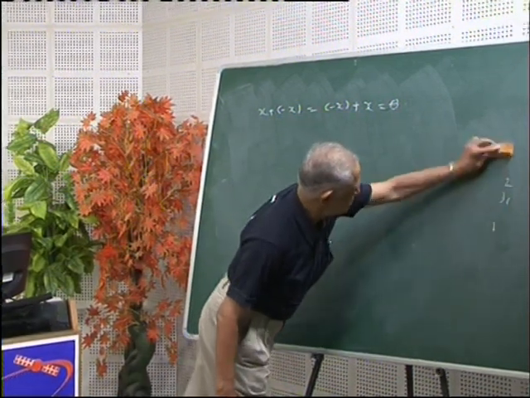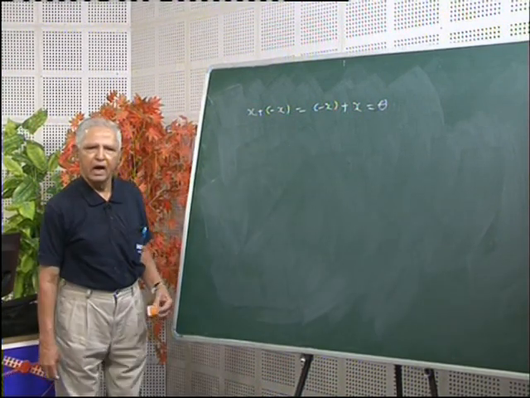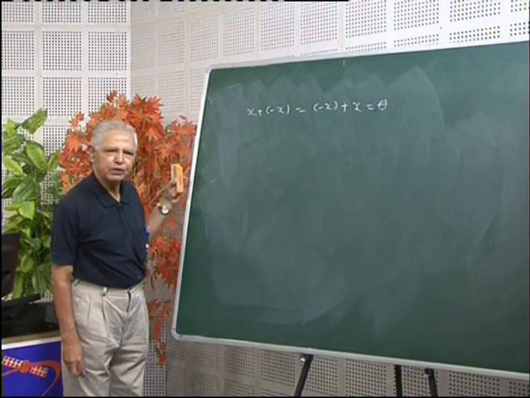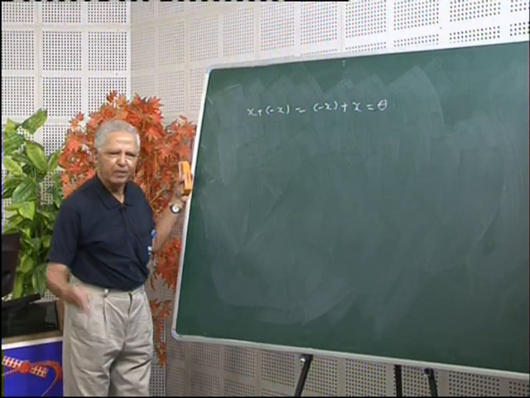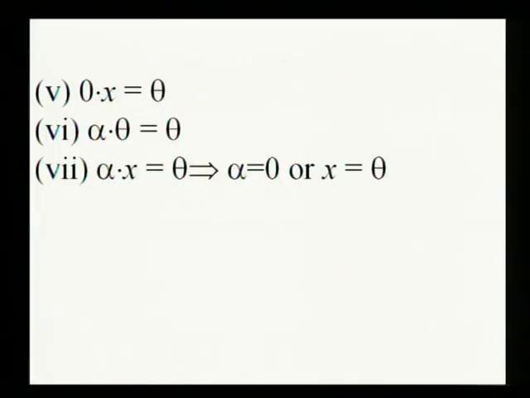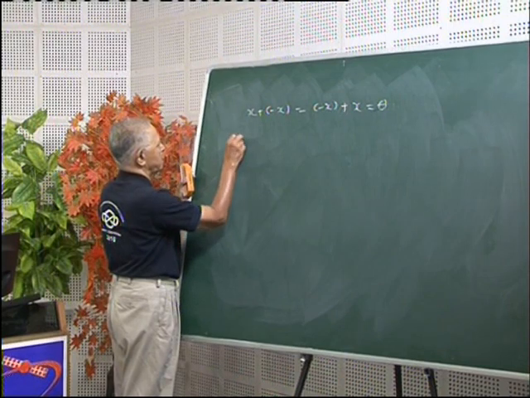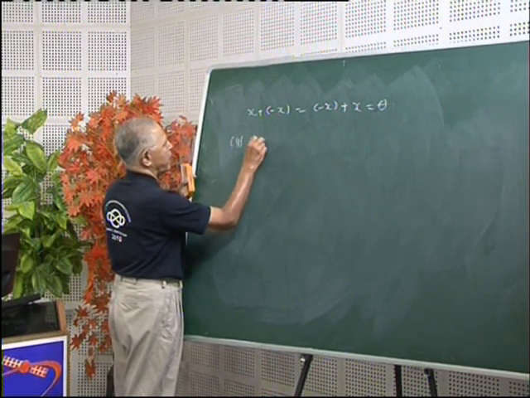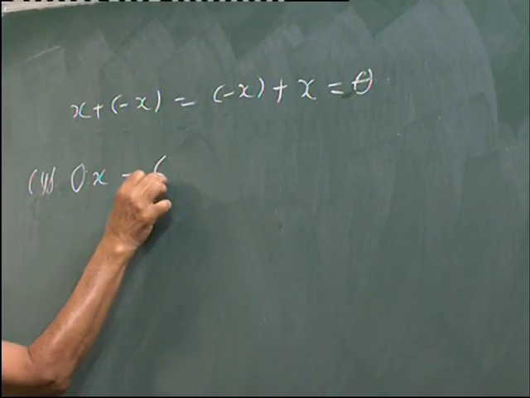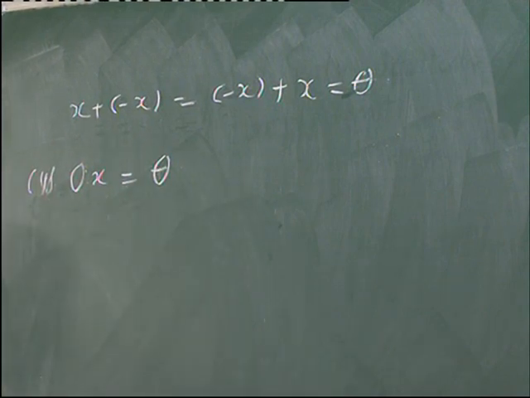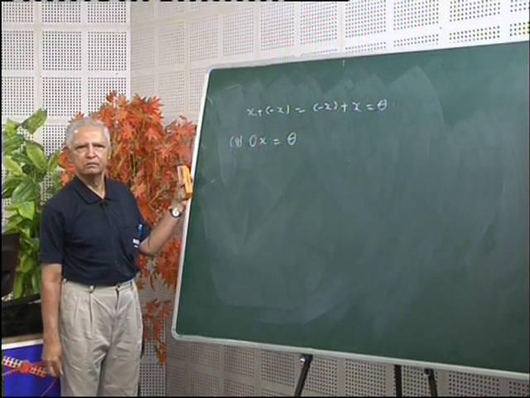Now, I prove the last property. The remaining properties are simple, so I leave them to the student. Let me take the property 0 into x is equal to the theta vector. We want to prove this result.